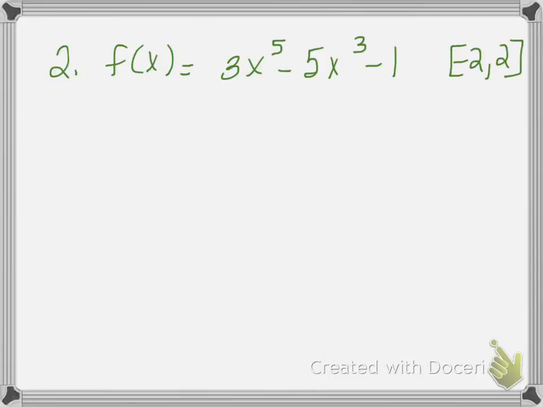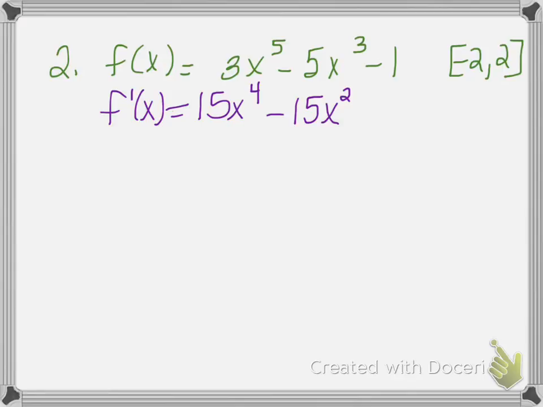Okay, here's another problem. We're going to start by finding the first derivative. It's really just one more step in what we've been doing. That should have been to the fourth, that was right. Sorry. So we have 15x to the fourth minus 15x squared. Set that equal to 0, factor out whatever's in common.